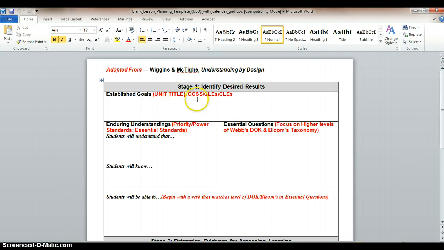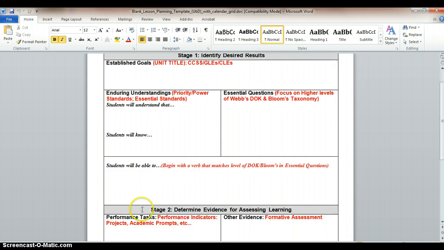And she says to refer back to your CCSS or your GLEs or CLEs. And then depending on what building you're in, your essential standards are called that, or maybe they're called power standards, priority standards. Your essential questions are going to come from your higher levels of Webb's and Bloom's, but they're really going to be tied back to your goal. And then students will be able to, and then you're going to match this again. So you're really looking for the verbs that you're going to ask students to do.